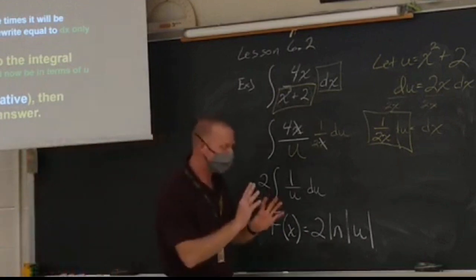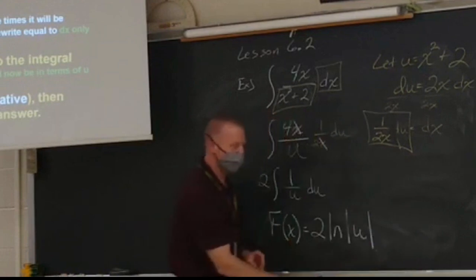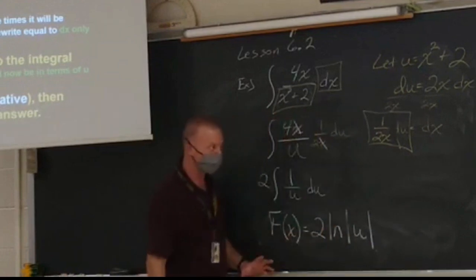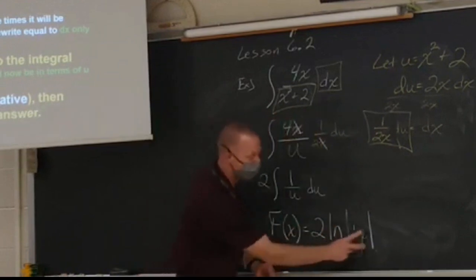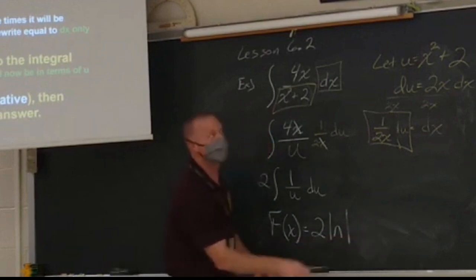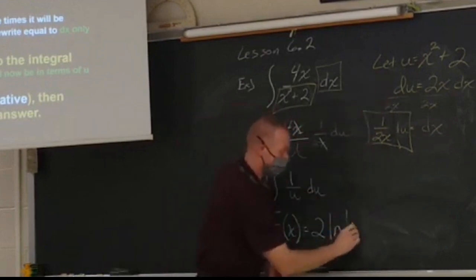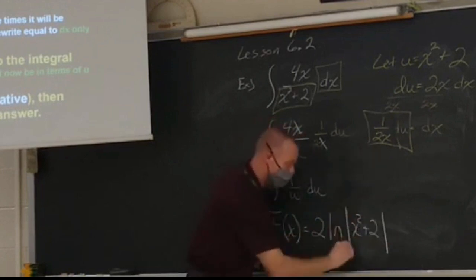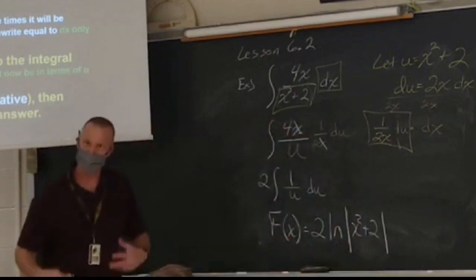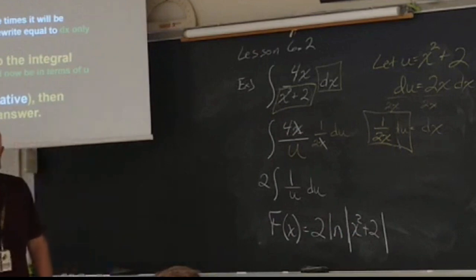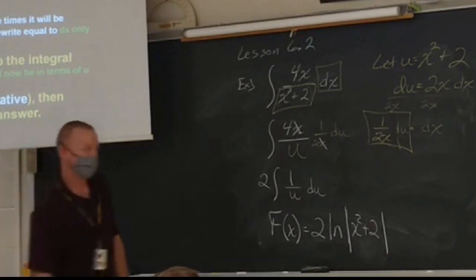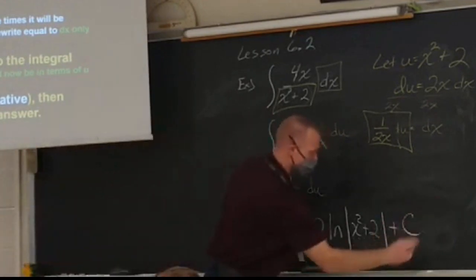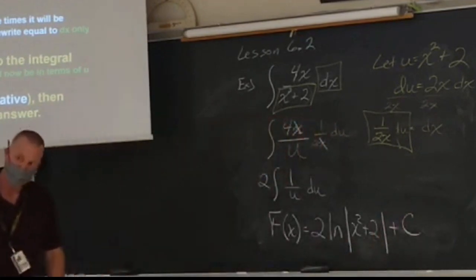Now, there might be some of you, sooner than later, who are going to say, wait a minute, I don't really need to write u. Yep, you don't really need to write u. You could say, isn't u just going to be x squared plus 2? I don't want to get ahead of us, but when you're ready to do that, you don't need my permission. You can. Is that what you were going to ask? Yeah.